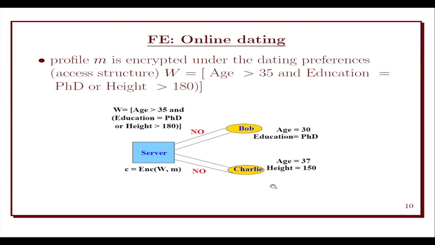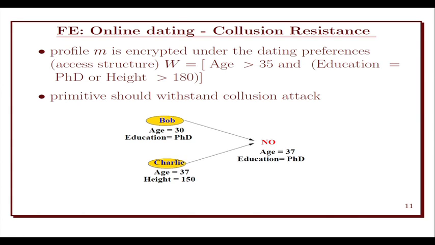Okay. Now, suppose we have a message for which the age is greater than 35, and this is the circuit, and education is PhD or height is greater than this. Now, suppose BOP has age 30 and education PhD. Here we need age greater than 35 and this is AND, so BOP cannot. If we apply eval using the BOP credential, it will be no. Similarly for Charlie, because Charlie's age is more, although the height is also not. So, this is one general circuit.